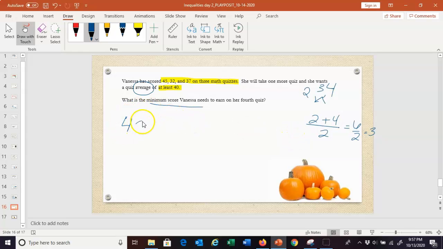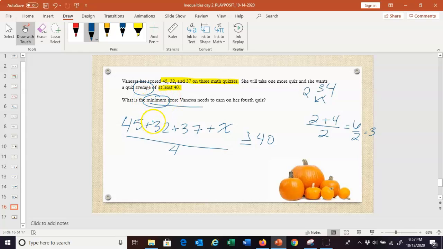So we have the first quiz. Whoops, that's not the first quiz. We have the first quiz of 45, the second quiz, the third quiz, and then the 4th quiz, we don't know. We want to figure out what that should be. So we're going to use x divided by 4. That's a terrible line, sorry. And we want this to be greater than or equal to 40. Because remember, she said minimum.